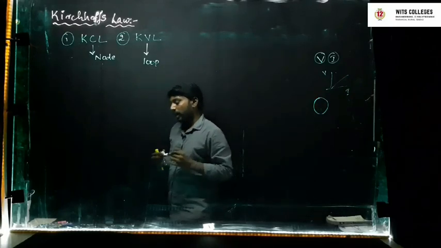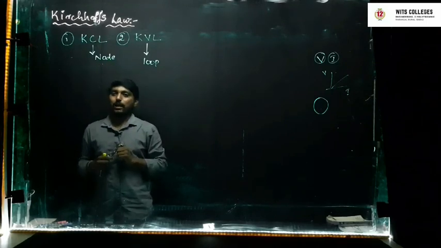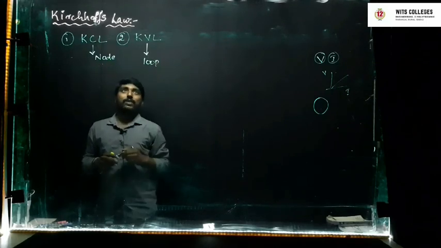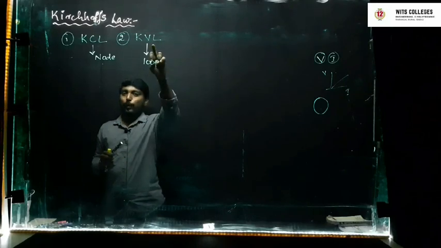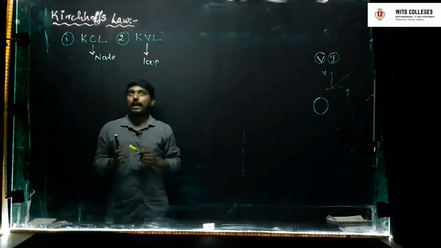The Kirchhoff Current Law is the node law or junction law. The KVL is related to the loop. This is called the loop law. These are KCL and KVL.